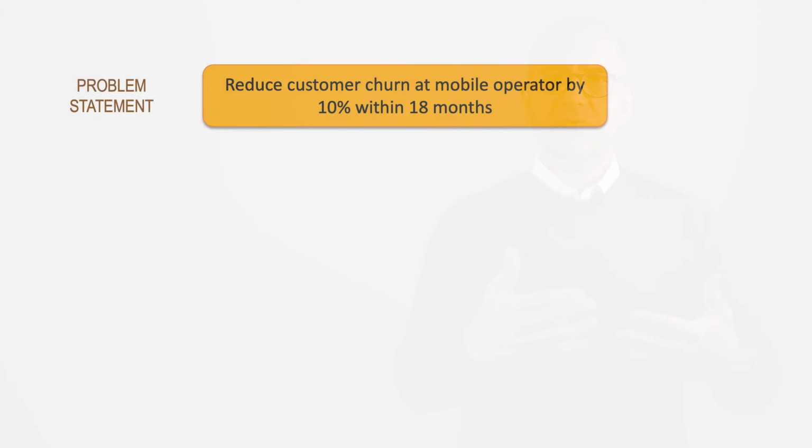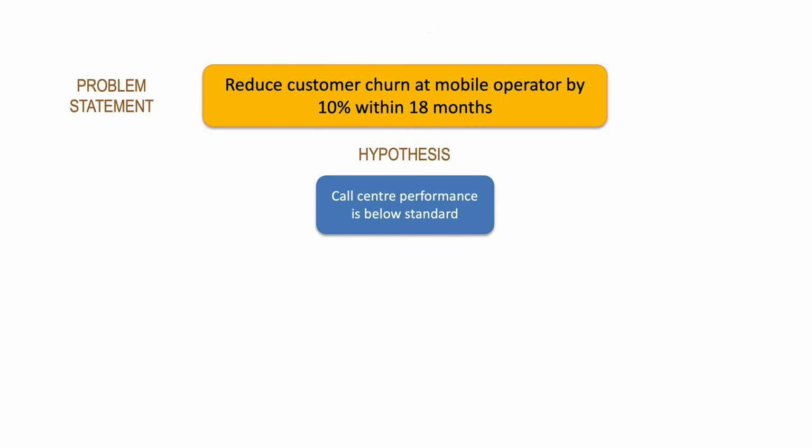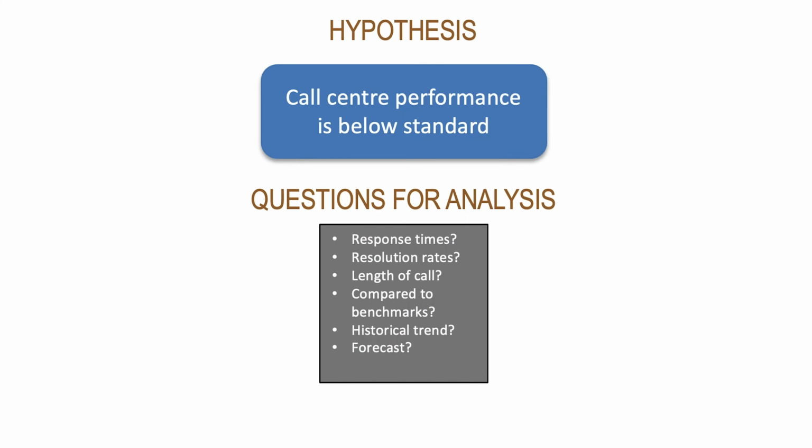Let's run through an example. Our client wishes to reduce net customer migration or churn by 10% within 18 months. Through our initial observations, we suspect that their call center is underperforming. This is an observational hypothesis. And it's relatively easy to test because there are standard parameters against which we can assess call center performance. For example, response times, resolution rates, and so on.